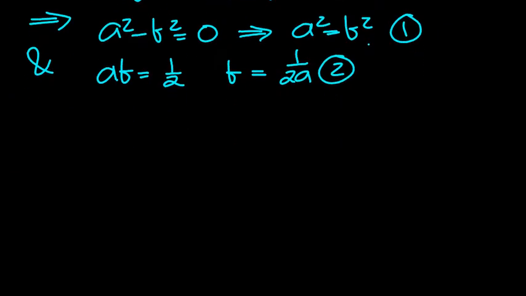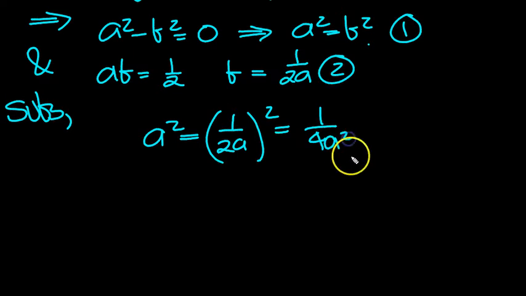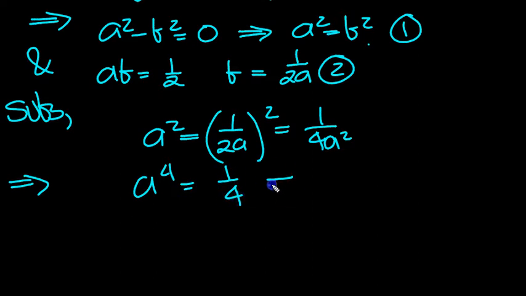Substitution then. Let's turn our attention to this to work out substitution. So a squared equals b squared, which is 1 over 2a squared, which is 1 over 2a times 2a, which is 4a squared. Move the a squared up. a to the 4 equals 1/4. And then take the fourth root. So a on the left will equal the fourth root of 1/4.